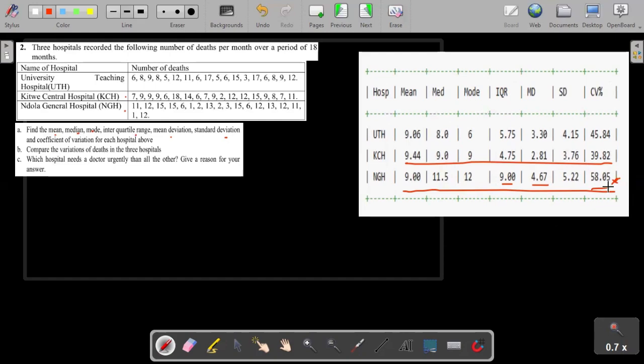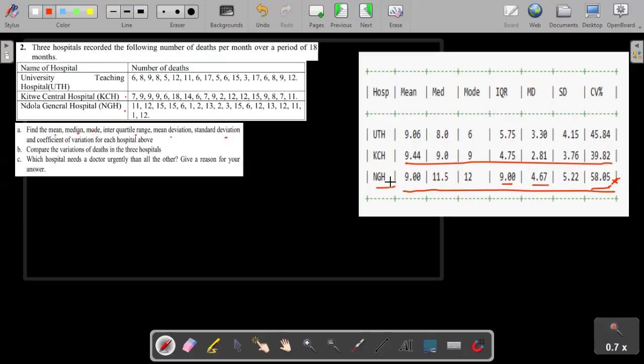It's a very high coefficient of variation, simply meaning that at this hospital, NGH, there's a lot of variation in maybe the method that they use to treat the patients. It's not consistent. They keep on changing, and as a result, people die a lot at that hospital. That's what it means there.